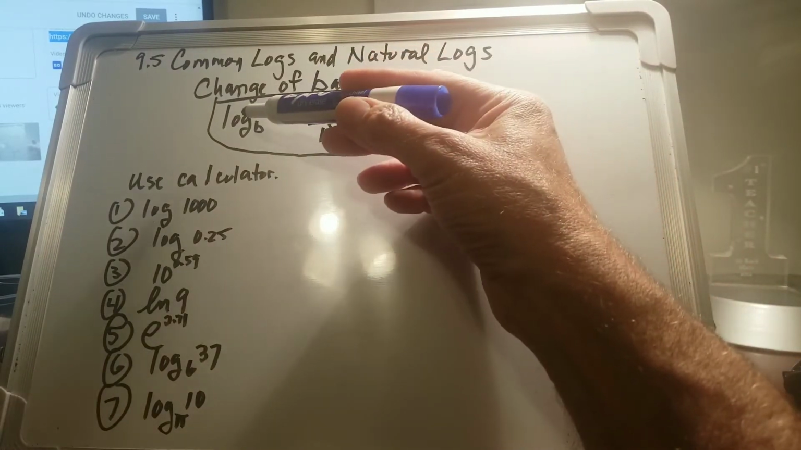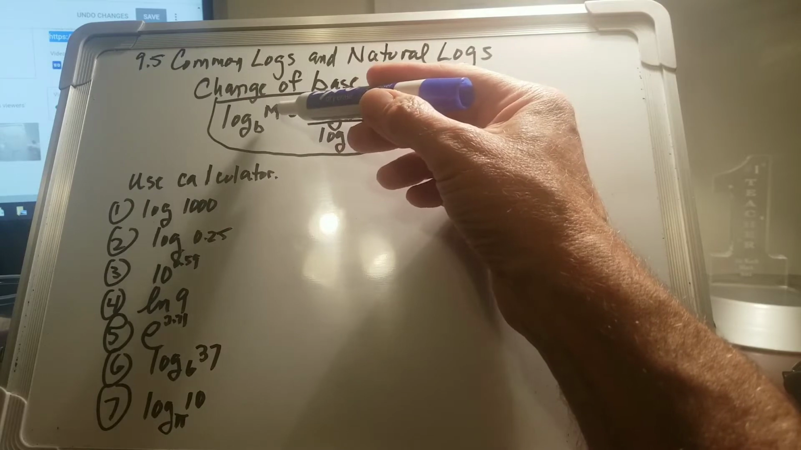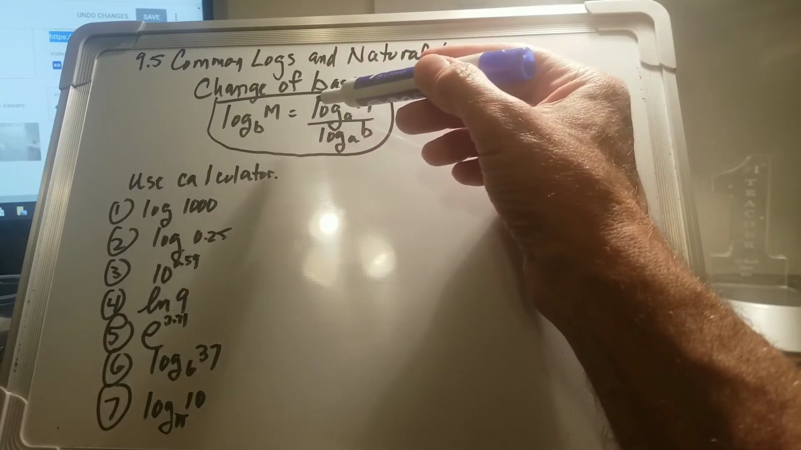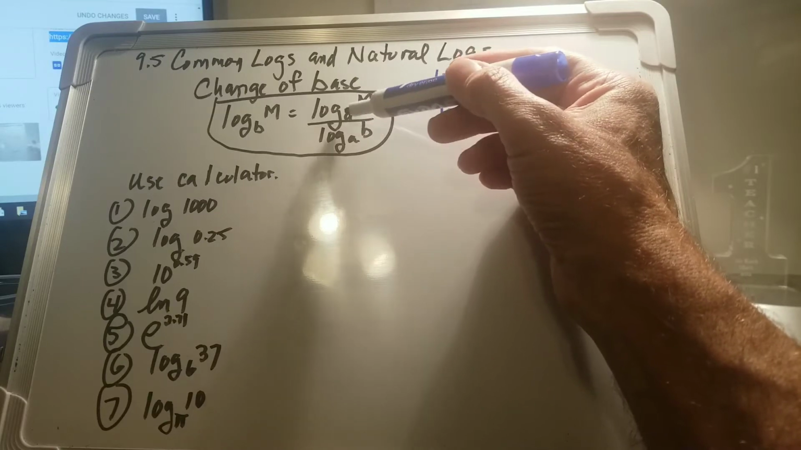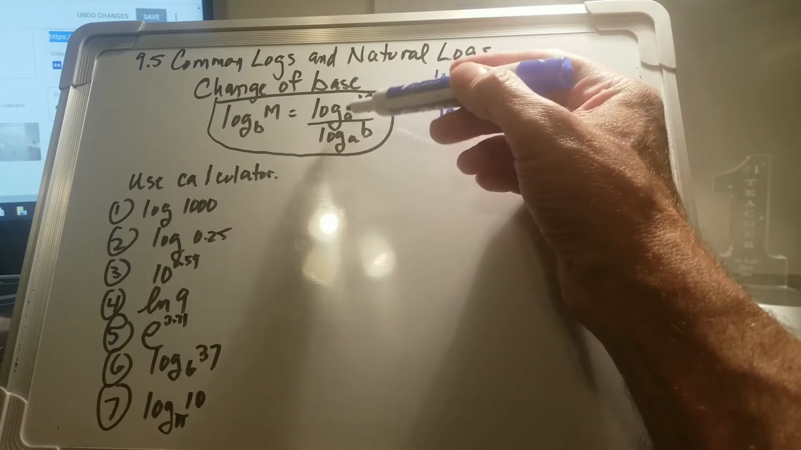So if you have the log base b of m, you can actually write it as the log of m over the log of b, and you make the little bases now become the same. That's a new letter a.